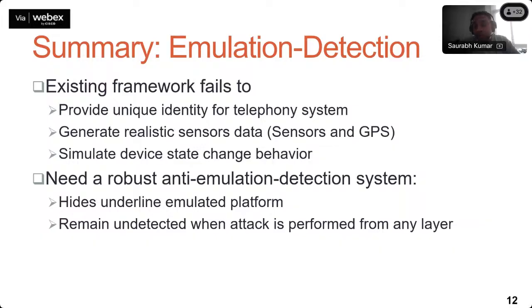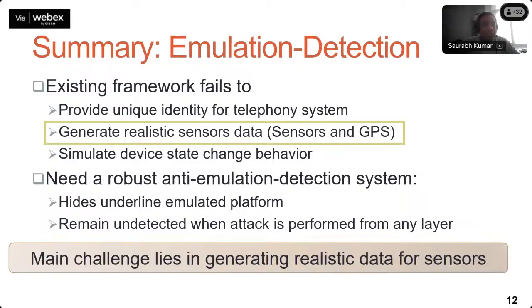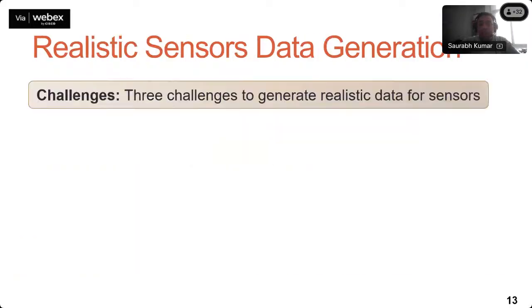But people can also write code in C++ that can be used to detect the emulation library, the emulation environment. So it should not be like that, that it cannot be detected from any layer, right? But the main challenge is to generate this realistic data for the sensors. So we will just see what challenges someone should care about. We will not discuss how to generate those values. We will just discuss these challenges because of the shortage of time. So let's see what these challenges are.